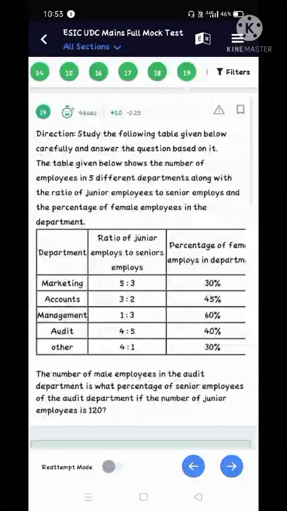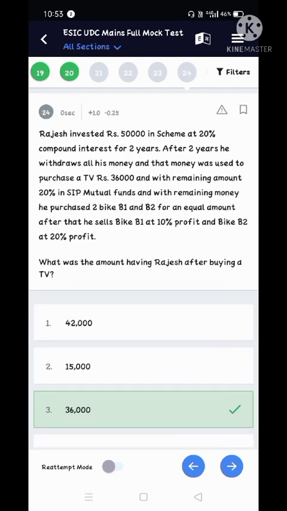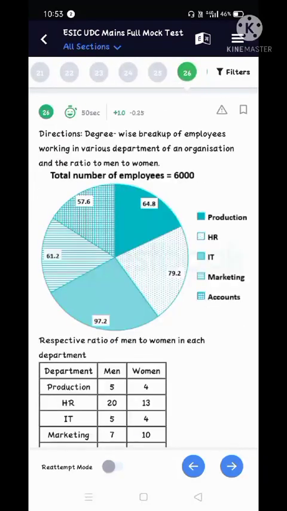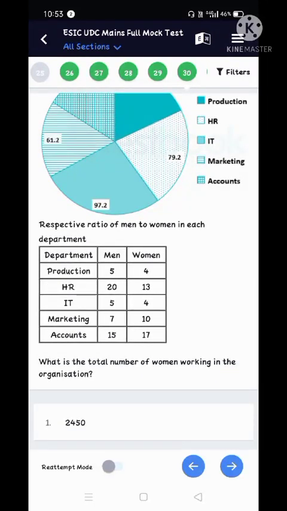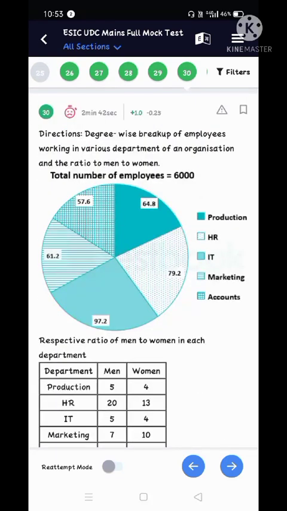And next it was a caselet DI, and I have not attempted it because it was a SICI based DI. I think I'm not capable of doing this kind of DI, so that's why I left it. After that, total number of employees was given and the men to women ratio was given. They asked questions like the total number of women working in the organization, and what is the number of them, that kind of questions.